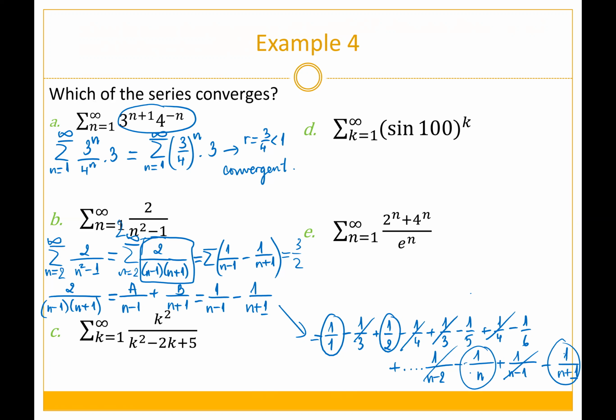1 over n and 1 over n squared, as n approaching infinity, what does this thing go into? This one is going to 0, and this one is going to 0. So you can ignore them, and what you have left is 1 over 1 plus 1 over 2, which is 3 over 2.